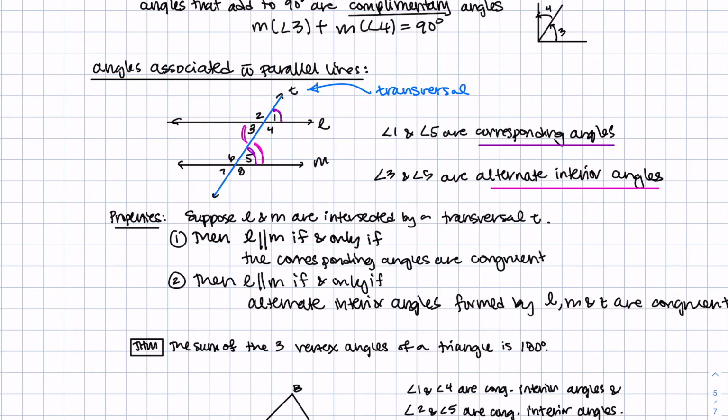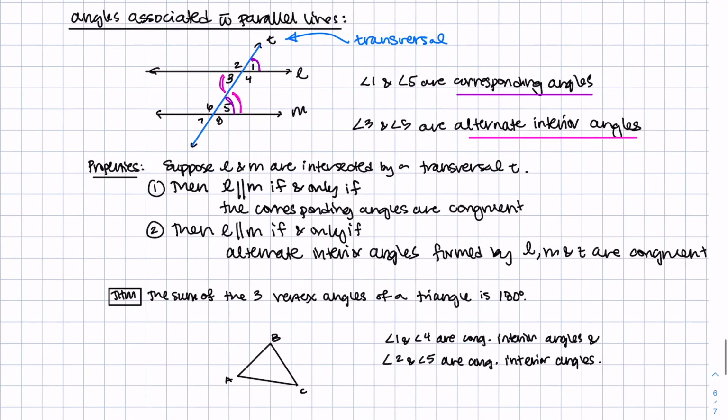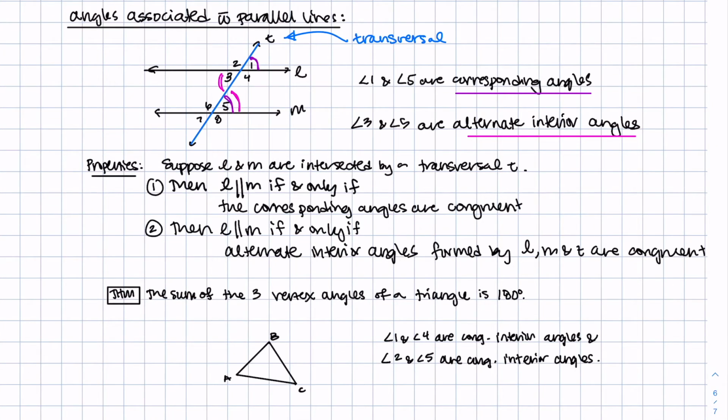And the reason we have this terminology to describe these angles created by the transversal is because if I know the measurement of these angles, it can tell me whether or not L and M are parallel. So let's say we have two lines, L and M, and they're intersected by a transversal, just like my picture up here.